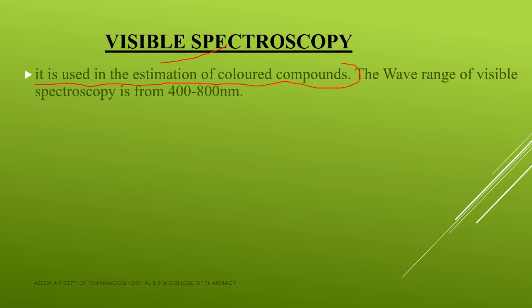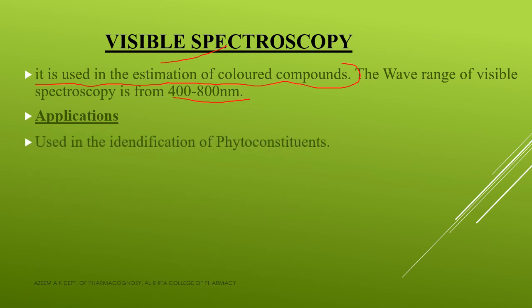If the compound is colored, then UV spectroscopy cannot be done. So there only visible spectroscopy can be applied. Visible spectroscopy is used in the estimation of colored compounds, and the wave range of visible spectroscopy is from 400 to 800 nanometer. Roughly, as we said, UV was 200 to 400 nanometer.